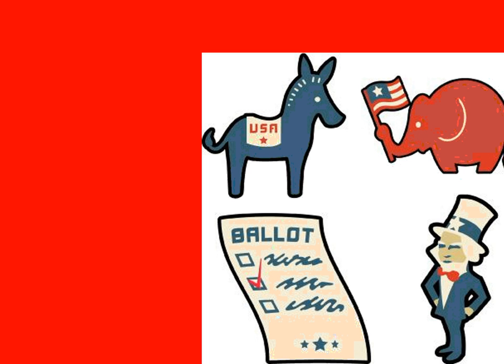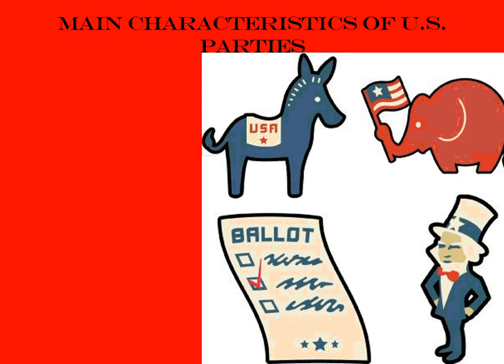Okay, so we're going to talk about a couple of pretty big things. These are the major characteristics of U.S. parties. To start with, I can give you the outline version, which is that we have a two-party system, and that the parties are fragmented. Remember our little triangles.